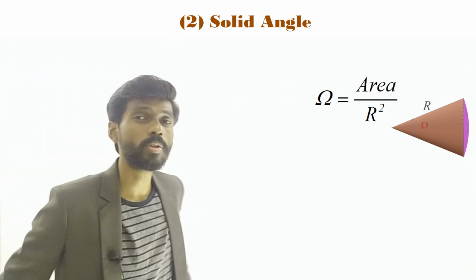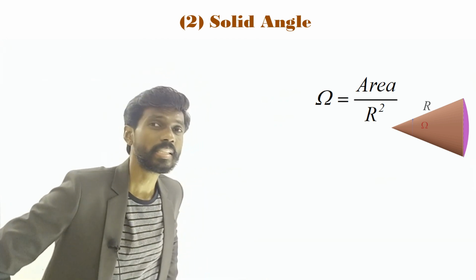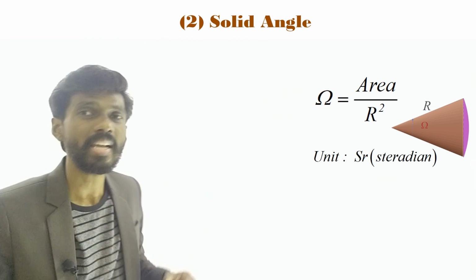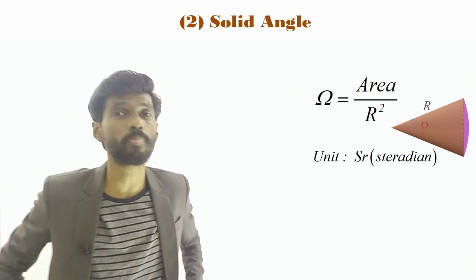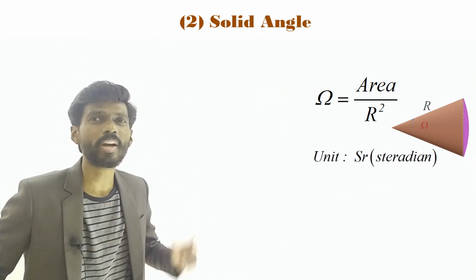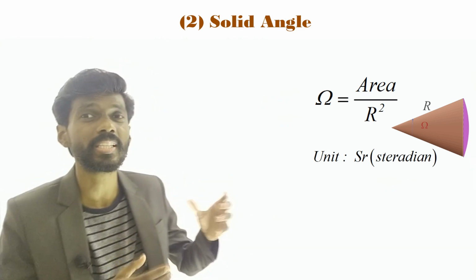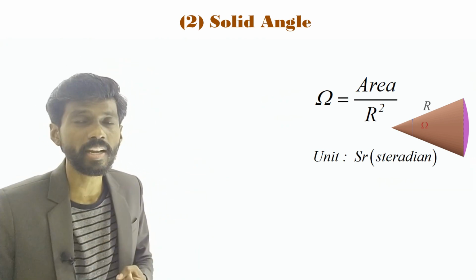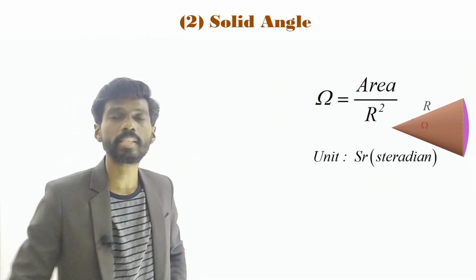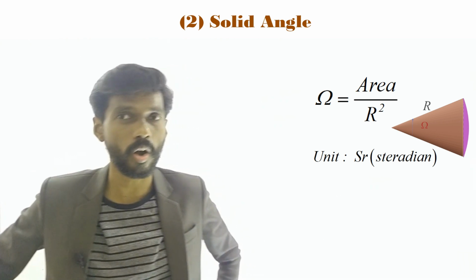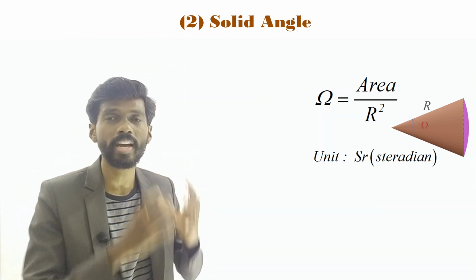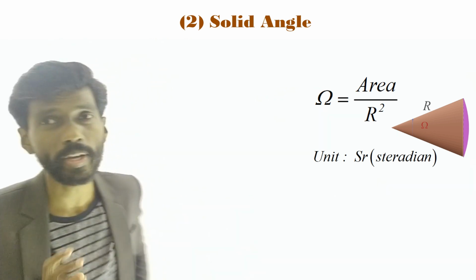Before the next point, we'll also talk about the unit of solid angle. The unit of solid angle is denoted by sr, called the steradian. Just like the radian is the unit of plane angle, the steradian is the unit of solid angle. It is one of the supplementary units: along with the 7 fundamental units, we have the radian and steradian as supplementary units. So solid angle is defined as area divided by r squared, which has the unit steradian.